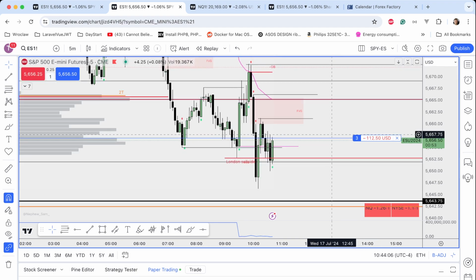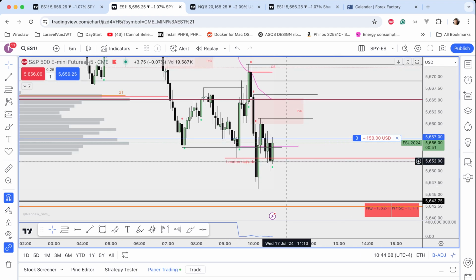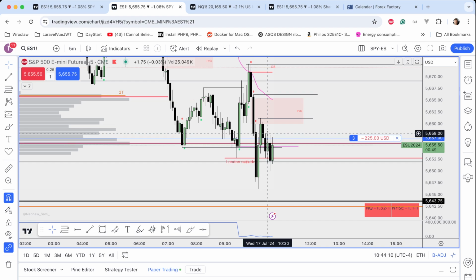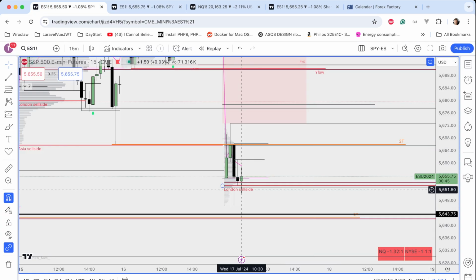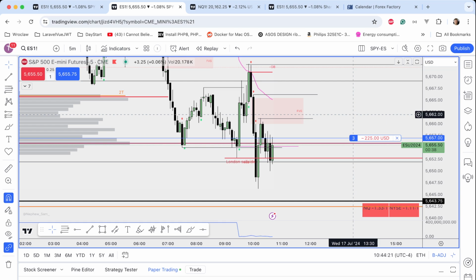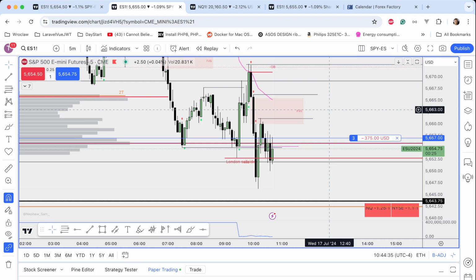Yeah, unnecessary add. Could have got out here when we swept that 15-minute candle. When we swept the 15-minute candle here, I could have got out. I had an opportunity, but now I'm just gonna stay in the trade. Because we were at, I don't know, plus 1,000, and we are negative now.